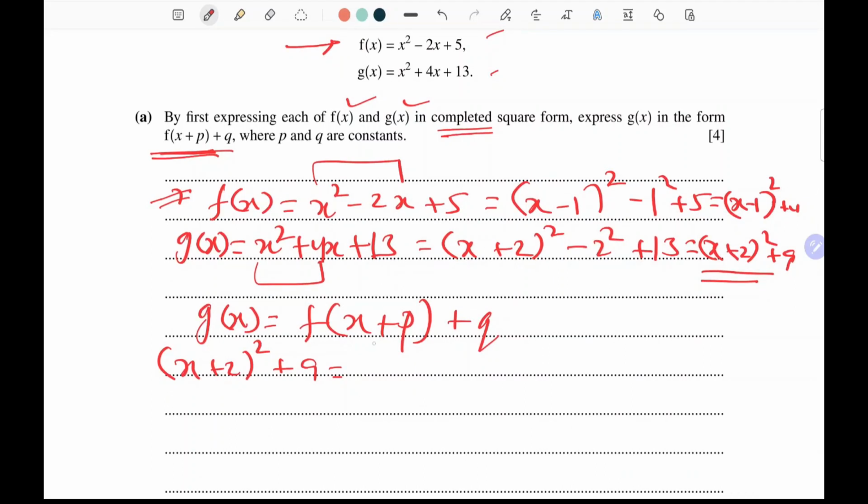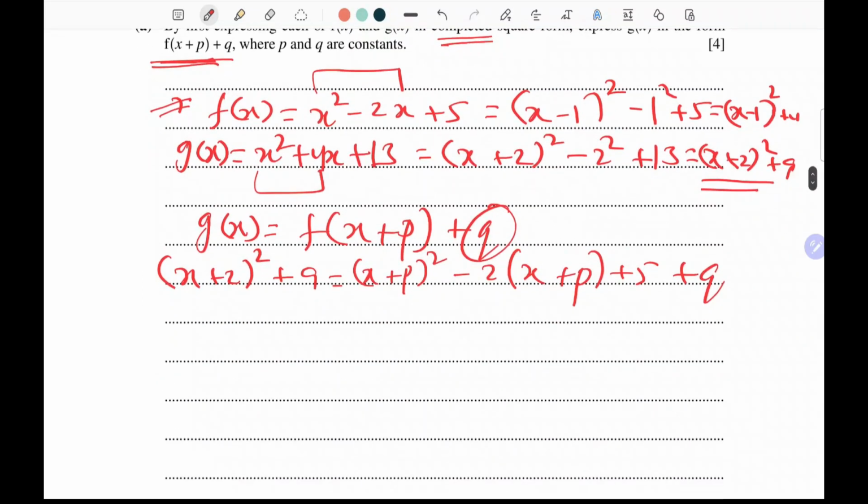So guys, x has been changed to x + p, so that will be (x + p)² − 2(x + p) + 5, right? So we got f(x + p) = (x + p)² − 2(x + p) + 5, and this extra q we have to write. And now we will compare the coefficients. We can expand that and you will get g(x).